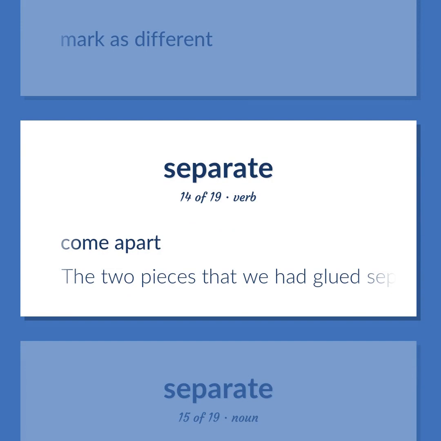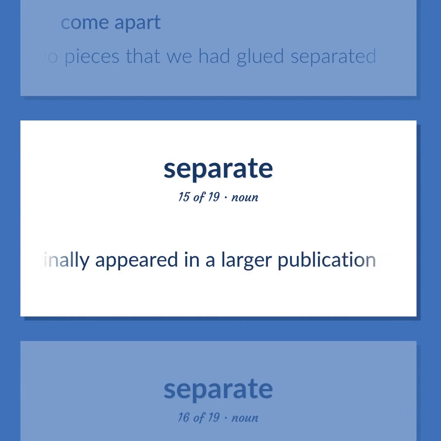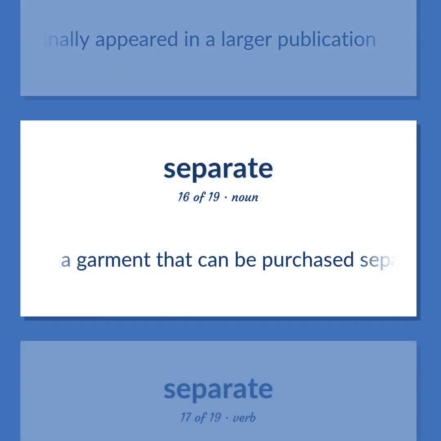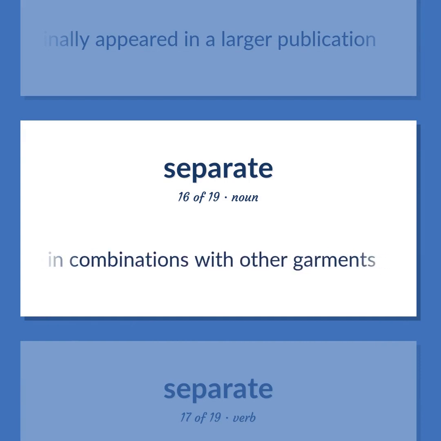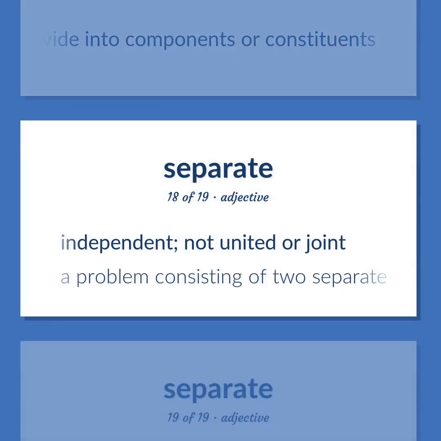Come apart. The 2 pieces that we had glued separated. A separately printed article that originally appeared in a larger publication. A garment that can be purchased separately and worn in combinations with other garments. Divide into components or constituents. Independent, not united or joint. A problem consisting of 2 separate issues.